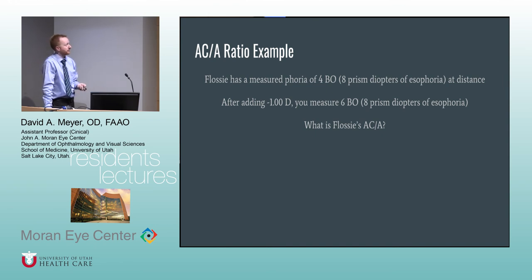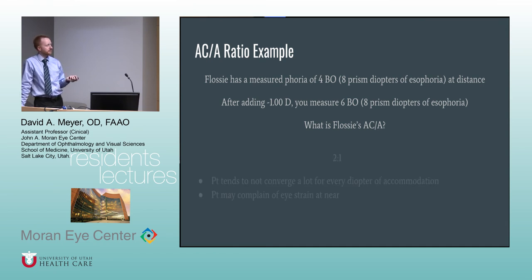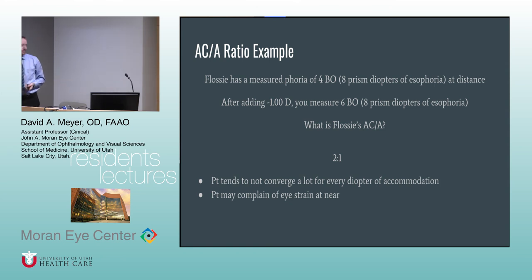Flossie, let's do another example, has a measured phoria of 4 base out at distance. So I'm esophoric at distance. After adding a diopter, you measure 6 base out. Even though I added a diopter of accommodation, their heterophoria didn't change much. They're still esophoric, but not much different. So what's Flossie's ACA? 2:1. The patient doesn't tend to converge a lot for every diopter of accommodation, and may complain of eye strain in this case. Some people have what's called divergence insufficiency, meaning because their ACA is really low, they don't diverge very much when looking off in the distance, and so they can have distance vision problems.